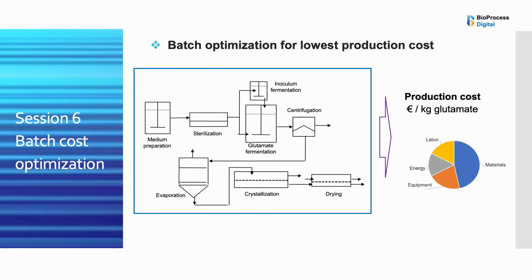In Session 6, you will evaluate the production cost of glutamate by considering the entire bioprocess, including both upstream and downstream operations. Using this integrated fermentation and economic simulator, you will optimize the batch fermentation process to achieve the lowest possible glutamate production cost.